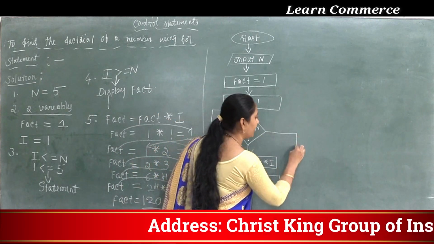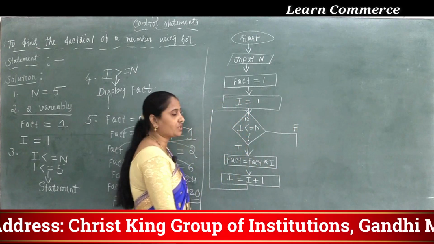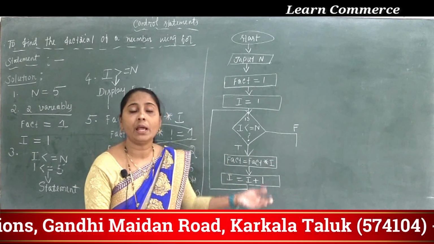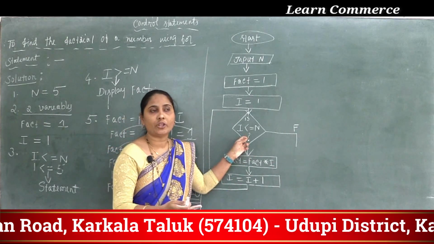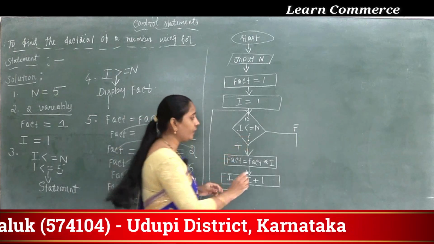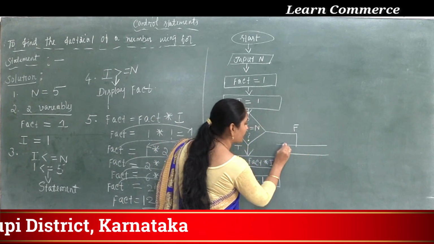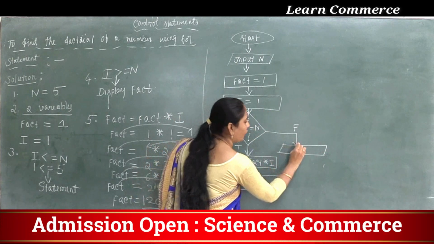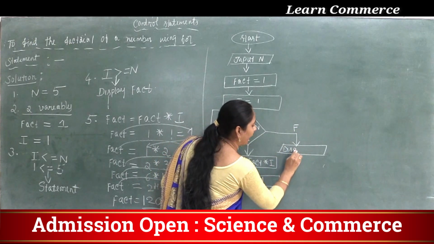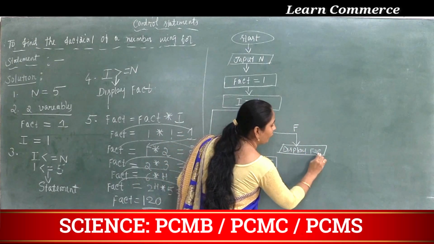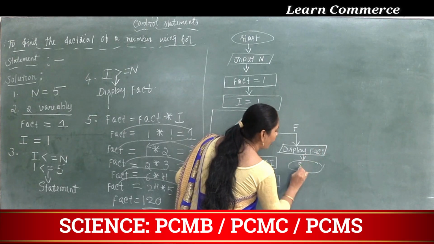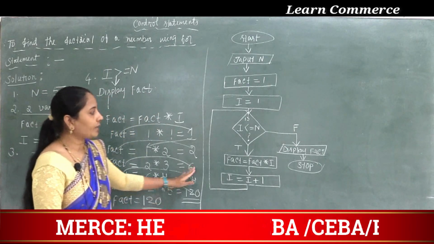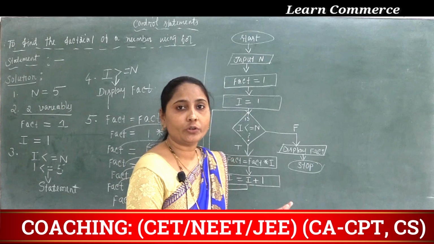If the condition is false, when the I value is greater when you compare with the n value, if such condition is false, correct? So if our condition is false, then display the fact. Clear this point here? Display the result of the fact, and lastly we need to stop the program. So this is the flowchart about our factorial. Clear this point now, how it is going to display the result here?